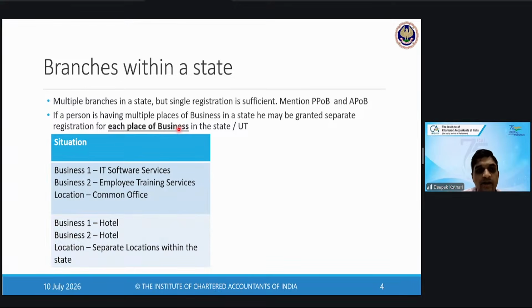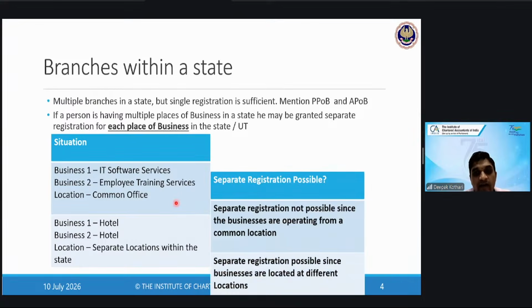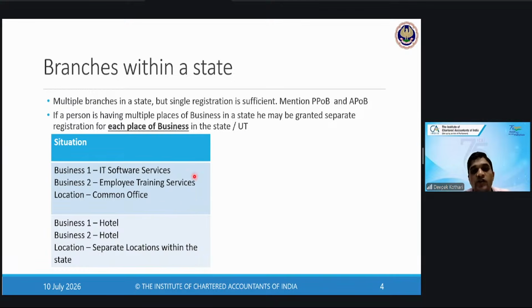Okay. So from that perspective, see a scenario where business one is IT software services, business two is employee training services. So there are two businesses and the location of this is in a common office. And we'll go to scenario two. But for scenario one, tell me whether separate registration is possible or no.